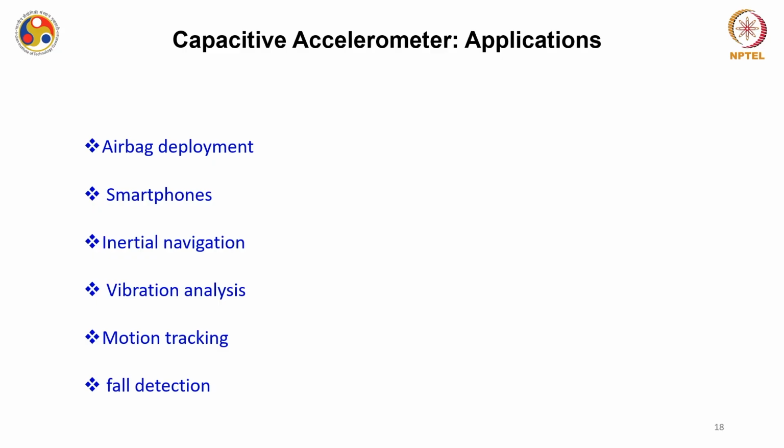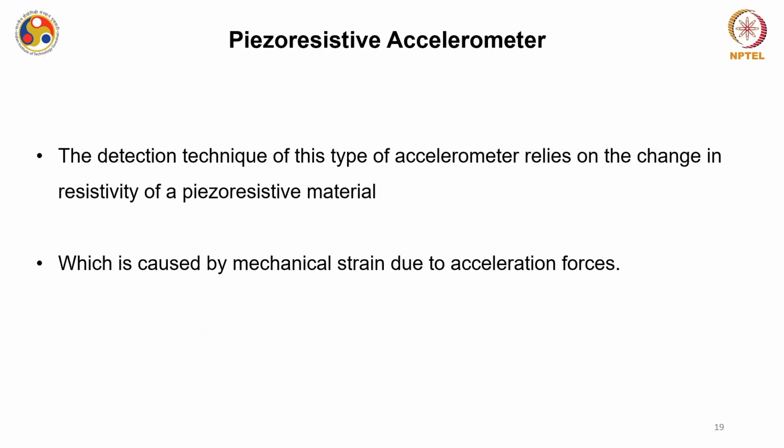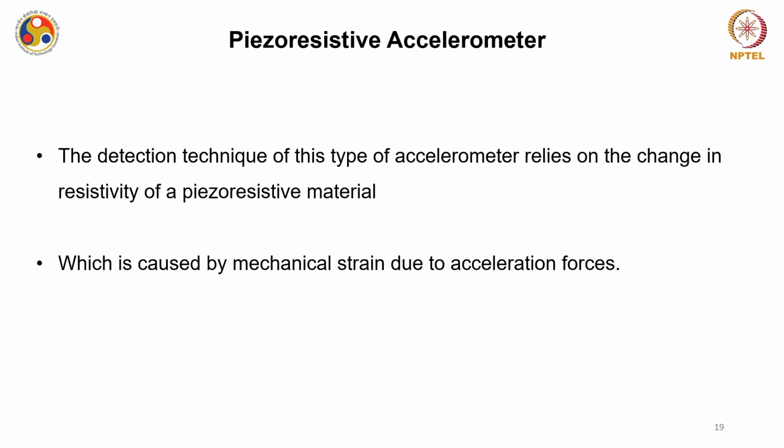For vibration analysis, motion tracking and fall detection, for example, they are very popular. So we have seen certain limitations of capacitive accelerometers, and that's why there was a requirement for another kind of accelerometer. Let us see one of the alternate accelerometers, which is based on piezoresistivity. So let's talk about piezoresistive accelerometers very briefly.